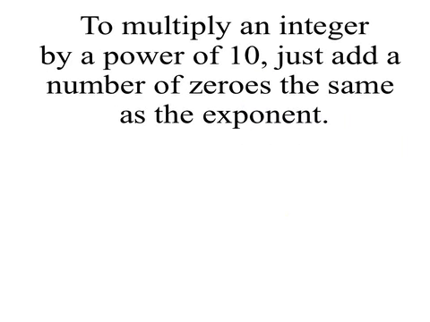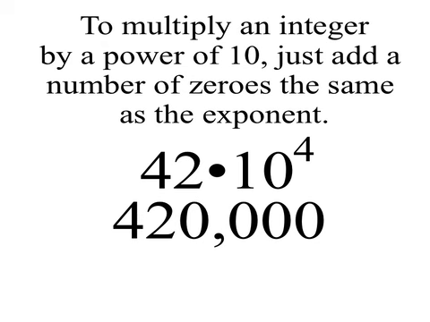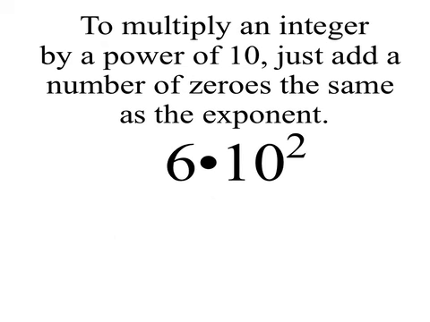And that brings us to a simple rule. To multiply an integer by a power of 10, just add a number of zeros the same as the exponent. So if we have 42 times 10 to the fourth, we add 4 zeros, and we get 420,000. 6 times 10 to the second, we add 2 zeros, and we get 600.